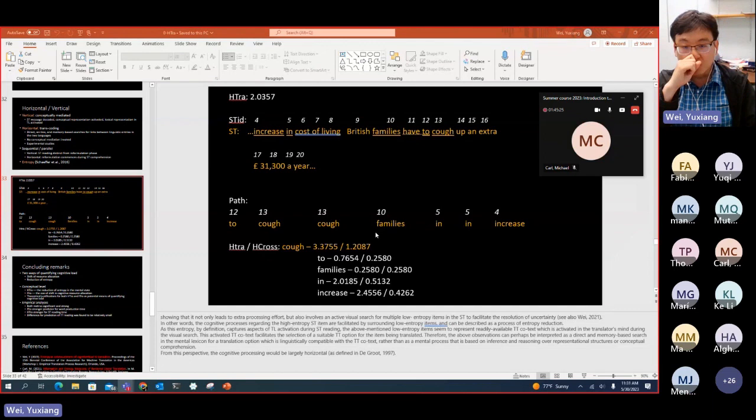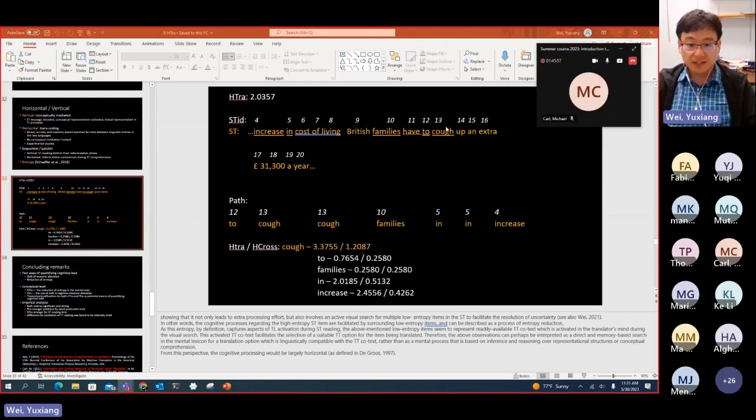Perhaps in this observation of the visual search in this example, the low entropy items in the context may represent the readily available TT co-text, which is activated in the translator's mind, or at least these are more easily or more quickly activated during the visual search. So this activated TT co-text would facilitate the selection of a TT option for the translation for "cough up", or the item being translated at this point in time.